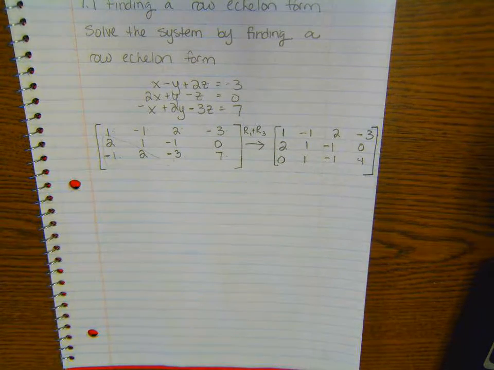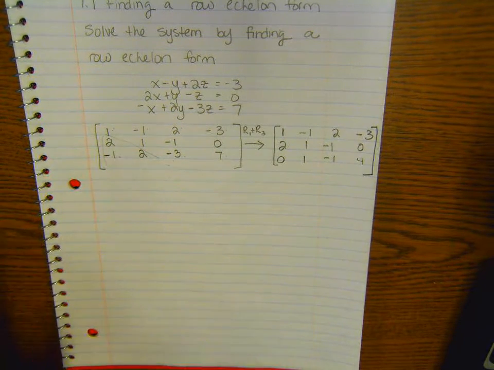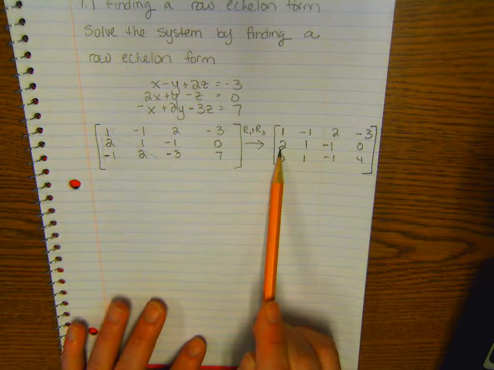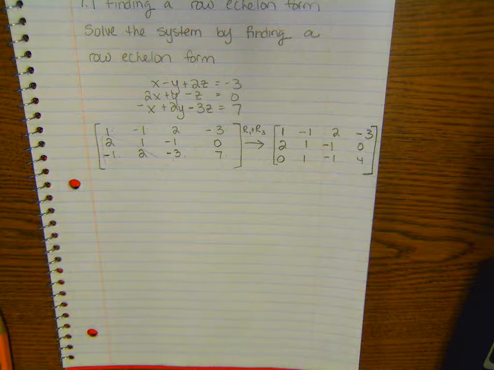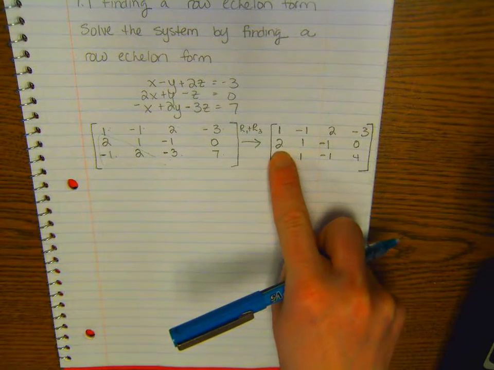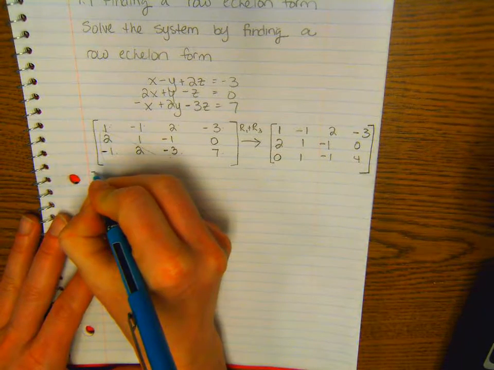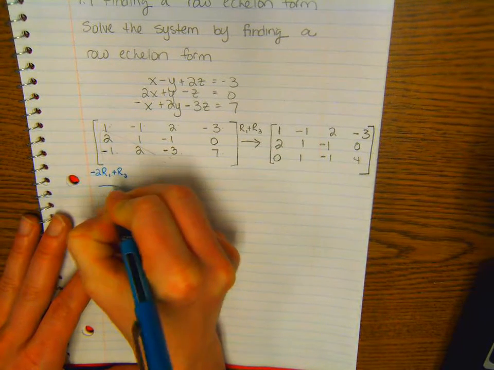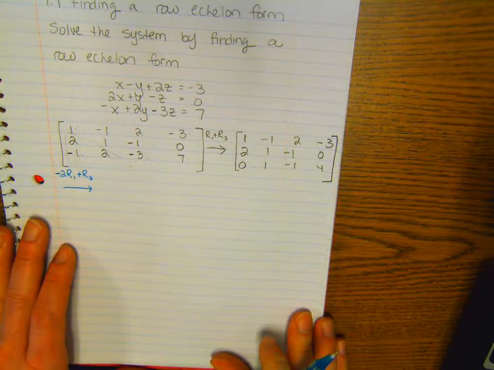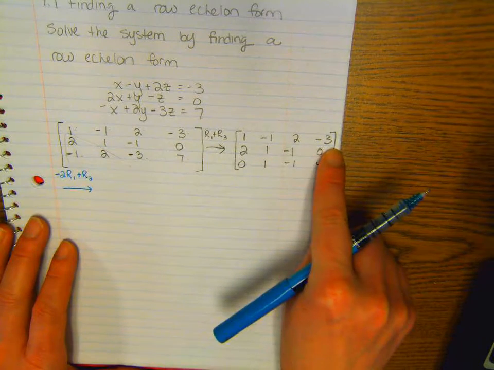All right, so now I want to get a 0 there, though I could have done the 0 here first if I wanted to. What operations could I do to get a 0 here? Very good. I'm going to do negative 2 times row 1 and add it on to row 2. To save some room, right above row 1, I'll write what it would be if I multiplied it by negative 2.